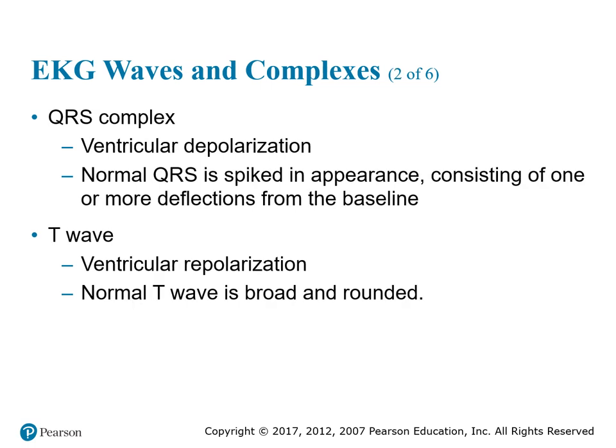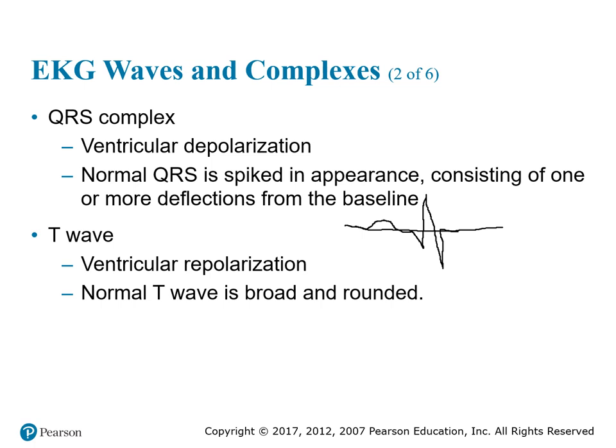The next waveform you usually see on an EKG readout is what we call our QRS complex. This signifies ventricular depolarization. A normal QRS is spiked in appearance, consisting of one or more deflections from the baseline. So meaning if your baseline is here, as you know, you're first going to see your P wave, and then you see your Q, R, S wave, and it appears off the baseline.